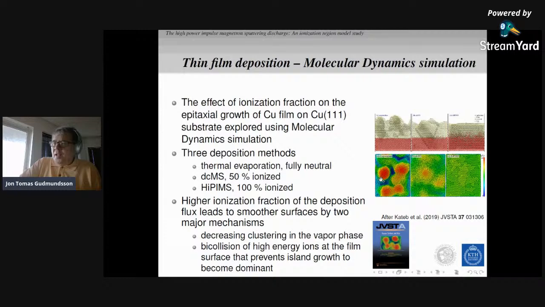And we can see on the lower figure here that this means that the surface becomes smoother as more of the sputter species is ionized. And we also see on the upper figure that the quality of the film improves significantly. So it is highly beneficial to use a highly ionized flux fraction. And HiPIMS is really a very good way of getting this done.